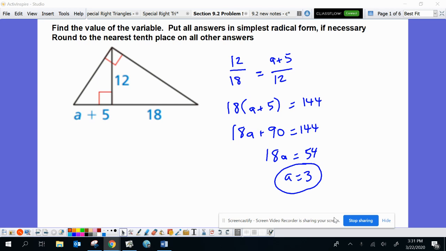All right, here we go with the 9.2 problem set number one results. So we'll do a quick recap here for number one. The setup is everything right here.